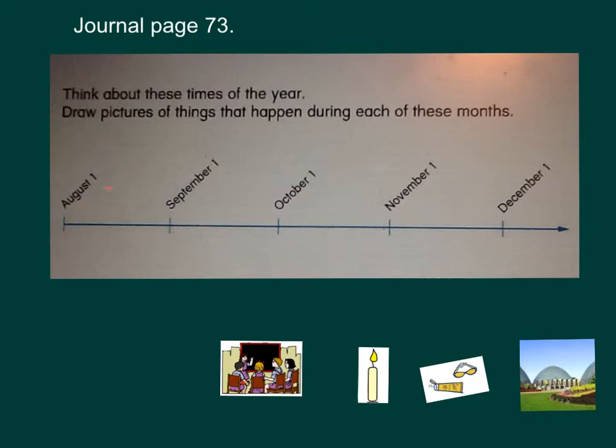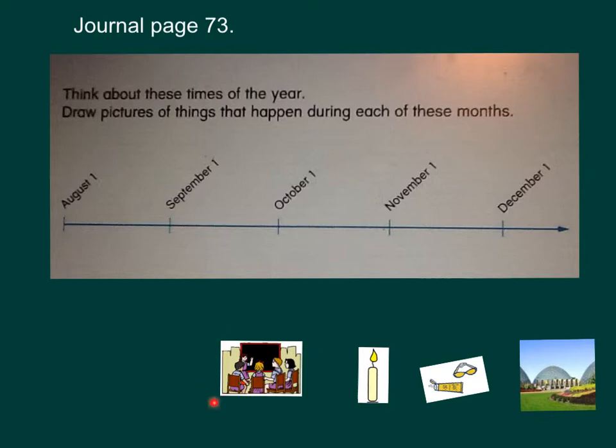So this says August 1st, then the next month is September 1st, the next month is October 1st, the next month is November 1st, and the last month is December 1st. Our directions say, think about these times of the year. Draw pictures of things that happened during each of these months. I've already done a little bit of the work for you. I've thought about some things that have happened in these months so that we can organize them and put them on our timeline so that we're keeping track of important events.